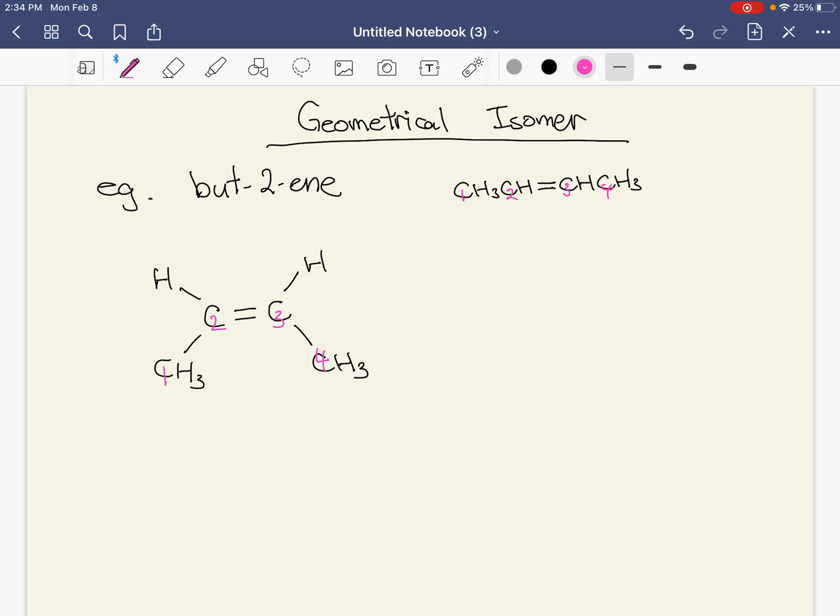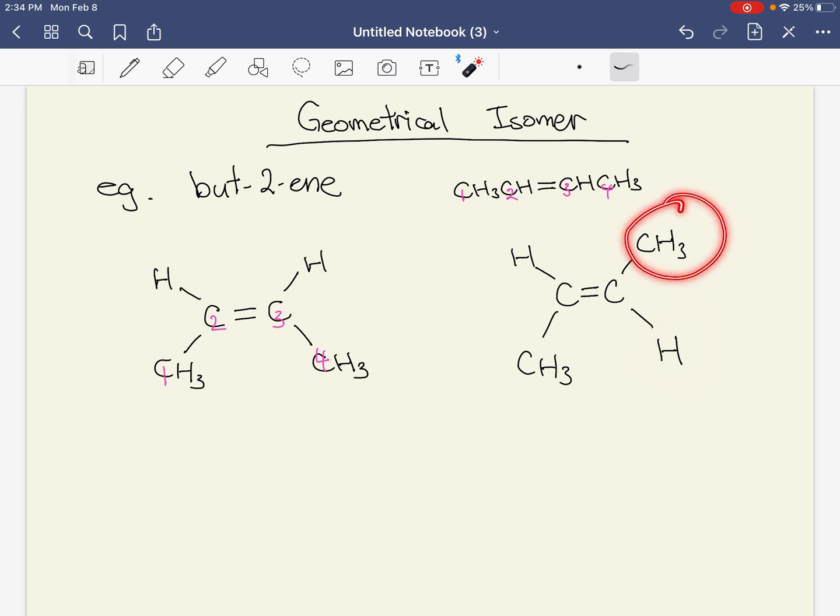Okay? Now, I'm going to draw this again. C double bond C. Here I have an H. Here I have a CH3. But what I'm going to do here is on the other side, the right side, I'm going to flip the 2. I'm going to have H down here and CH3 up here, whereas in the other one I have CH3 down here and H up here. I'm going to number it too. 1, 2, 3, 4. Because the numbering is very important.